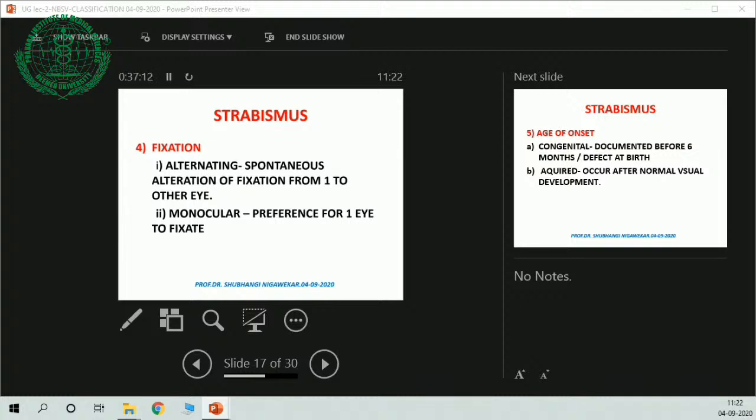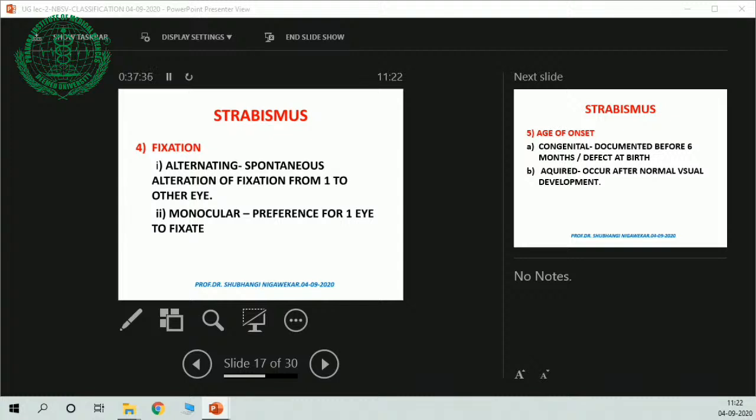Now coming to the fourth point, that is fixation. According to fixation, this is very easy to understand. Fixation means which eye is fixating. Either there is alternative, spontaneous alteration of fixation from one eye to the other eye. The patient does not know which eye he is using. One time the patient will use his right eye, another time that person will use the left eye.